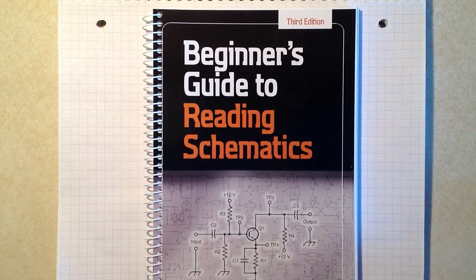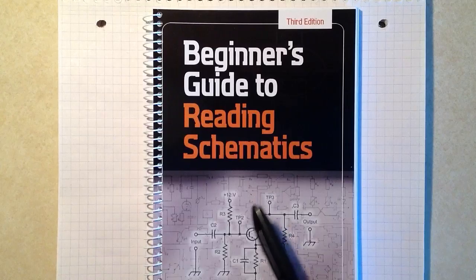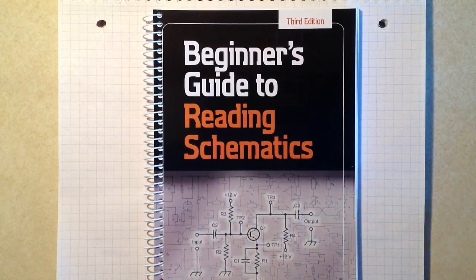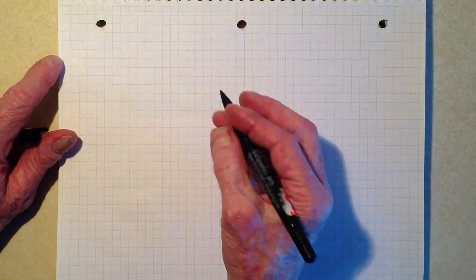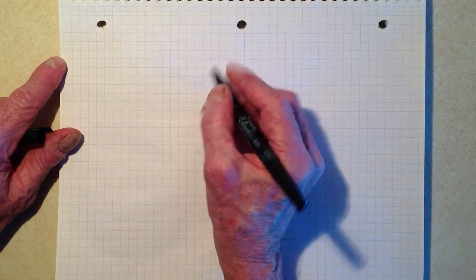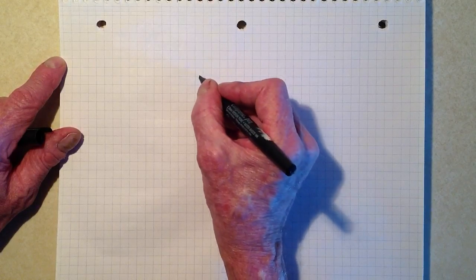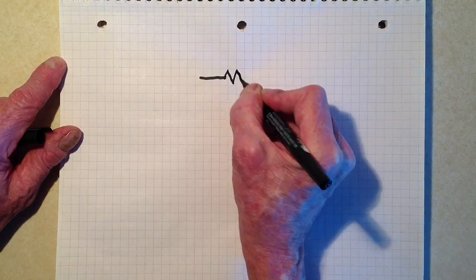This is another tutorial in reading and drawing schematic diagrams, based on this book, Beginner's Guide to Reading Schematics, published by McGraw-Hill. The 3rd edition just came out in October of 2013, courtesy of yours truly, Stan Gibilisco, and the name is probably cut off at the bottom of the screen here. But as you can see underneath this book, I have quadrille paper, otherwise known as graph paper, and I would like to introduce some very basic symbols that engineers use in schematic diagrams.